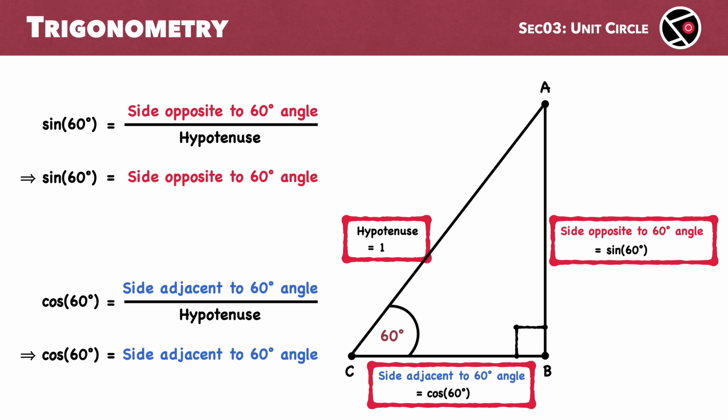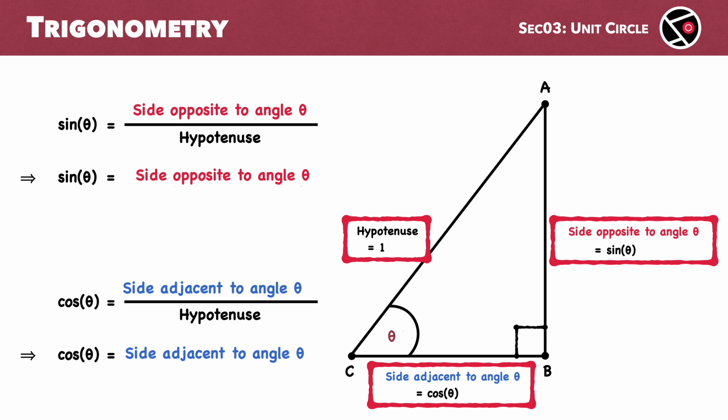In this example, our reference angle is 60 degrees, but we could have used any other angle of our choice. To make it more general, let's replace 60 degrees with theta. The hypotenuse is still 1. The opposite side will now be sin theta, and the adjacent side will now be cos theta. This is an extremely important conclusion. Now let's go one level deeper.